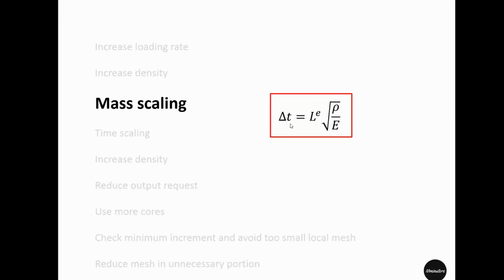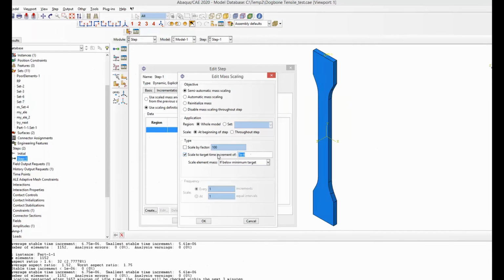So to increase the minimum time increment 10 times, it will automatically go ahead and increase the density by 100 times. So that's how this mass scaling is done. You can either define the scale in your mass, or you can directly say what is the minimum time increment that you want, and to correspond to that increment, the mass would be automatically scaled. So that is done here.